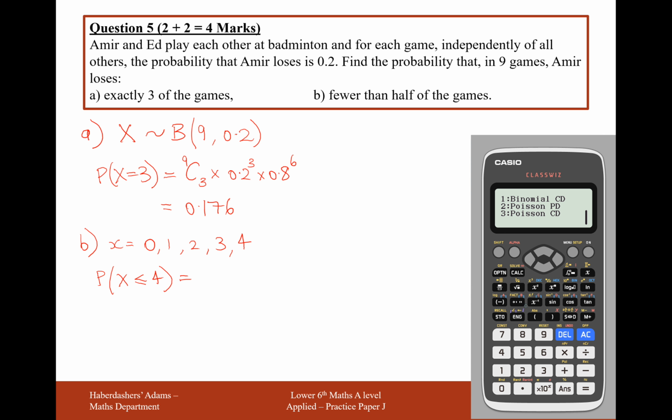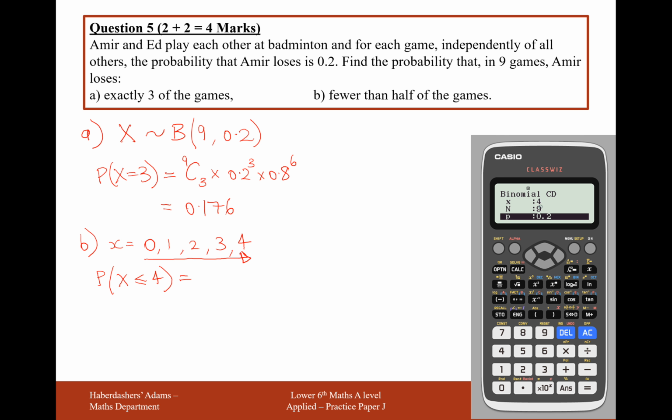Now you want menu option 7, you have to scroll down once and you get binomial cumulative distribution, and that's what we're looking for here. We're looking for the cumulative probability up until 4 losses. So again, enter your statistics here, 4, 9 and 0.2, and you get the probability of 0.980 as the probability of losing fewer than half the games.